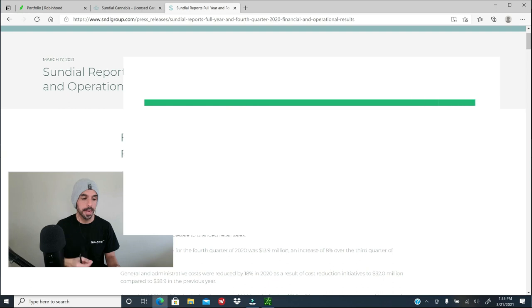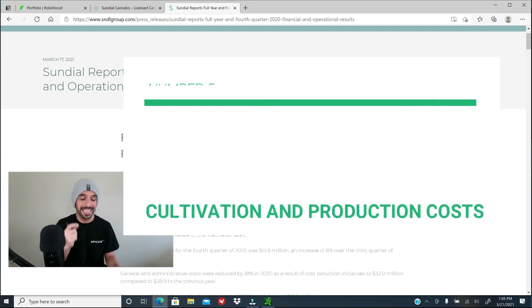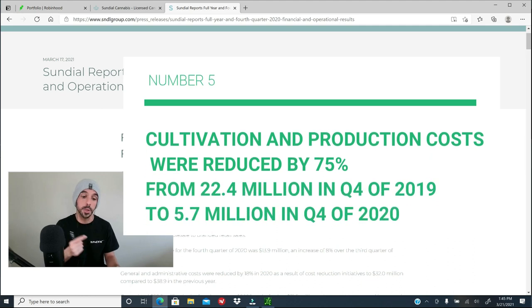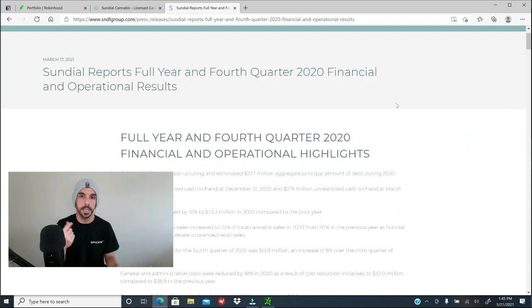Number five, cultivation and production costs were reduced by 75%, from $22.4 million in Q4 of 2019 to $5.7 million in the fourth quarter of 2020. Again, more and more efforts to improve Sundial Growers from a financial standpoint, okay?